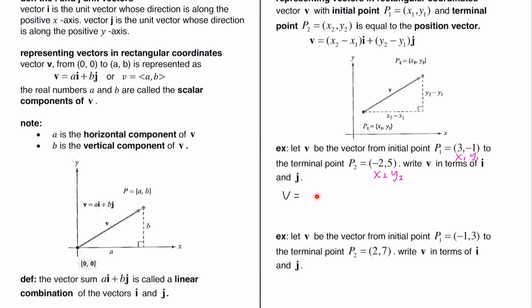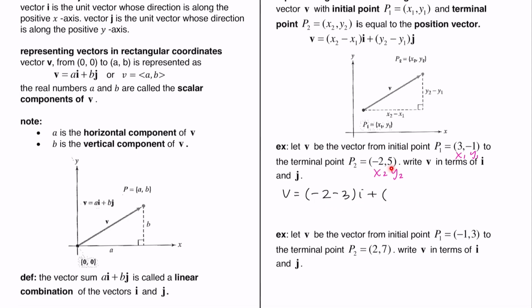So v equals, first we're going to do the change in x, so we'll start with x2 minus x1. So I got that set up, and then we're going to do the same thing for the y's. So we'll go y2 minus y1, so 5 minus a negative 1, so be careful with that minus and negative. And then finally, we're just going to simplify this.